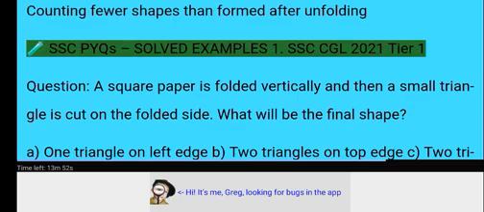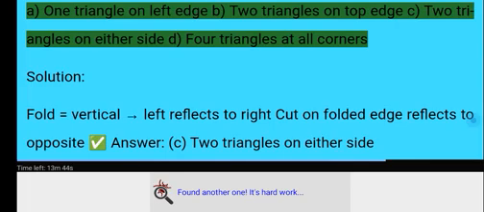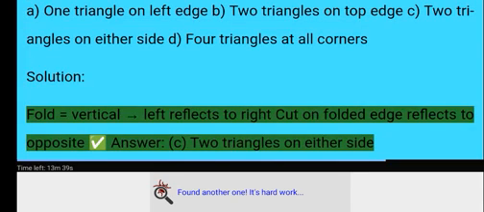SSC PYQs, solved examples. 1. SSC CGL 2021 Tier 1. Question: A square paper is folded vertically and then a small triangle is cut on the folded side. What will be the final shape? A, 1 triangle on left edge. B, 2 triangles on top edge. C, 2 triangles on either side. D, 4 triangles at all corners. Solution: Fold is vertical, left reflects to right. The cut on the folded edge reflects to the opposite side. Answer: C, 2 triangles on either side.